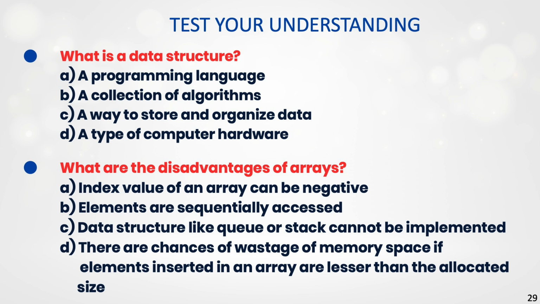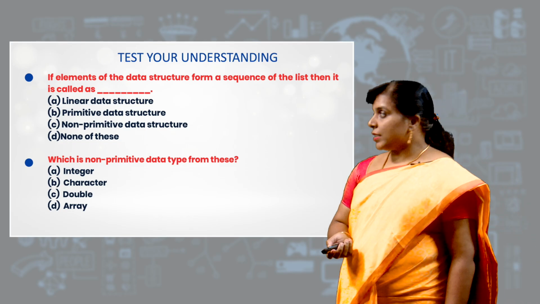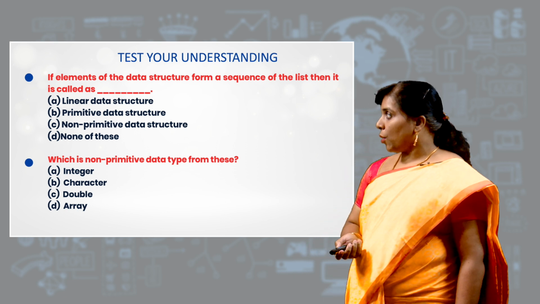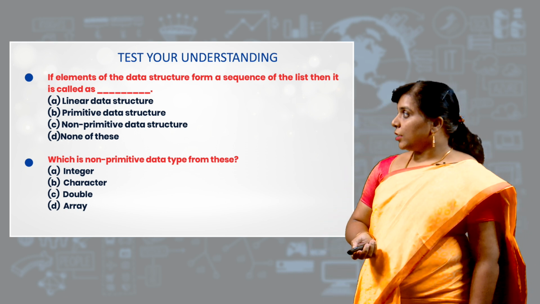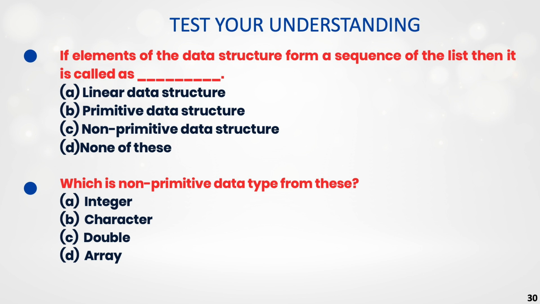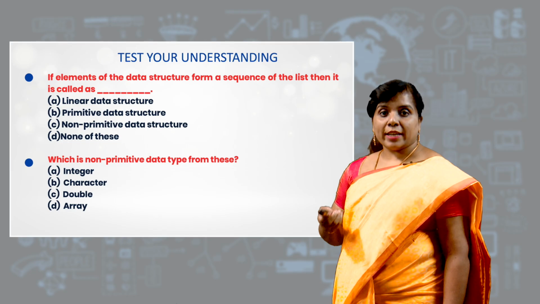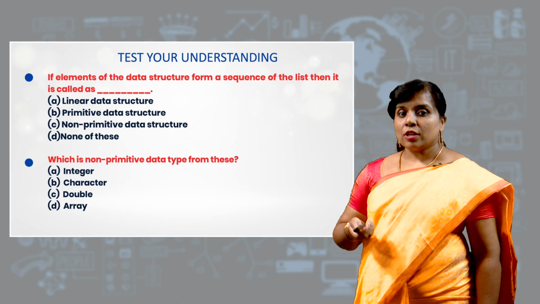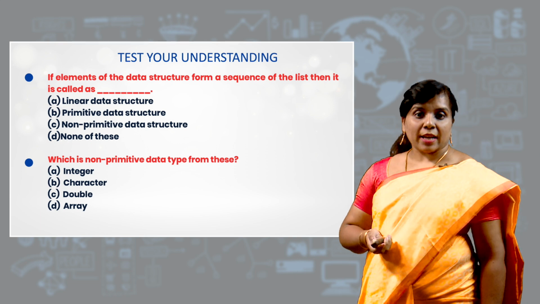and of course, the disadvantage is wastage of memory space, option 4. And the third question is, if the elements of the data structure form a sequence of list, then it is called as linear data structure. The fourth question is, which among the following is a non-primitive data type? You know, primitive is what comes with your program or the programming language. So, here the difference is, integers, characters and doubles are all default data types available in programming language. So, the answer for this question is array.